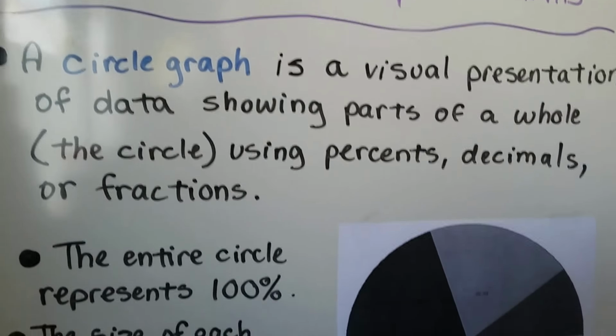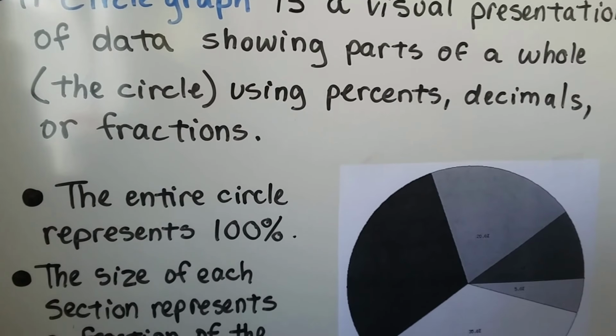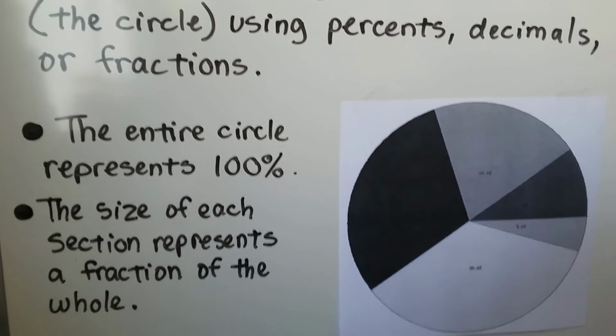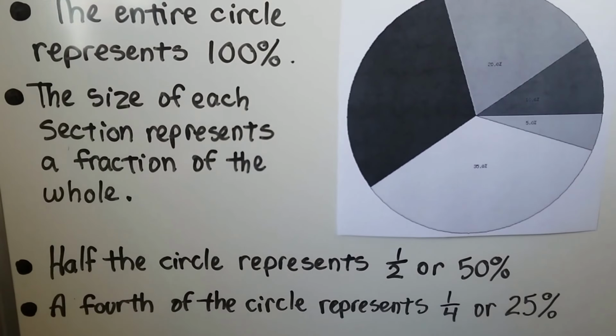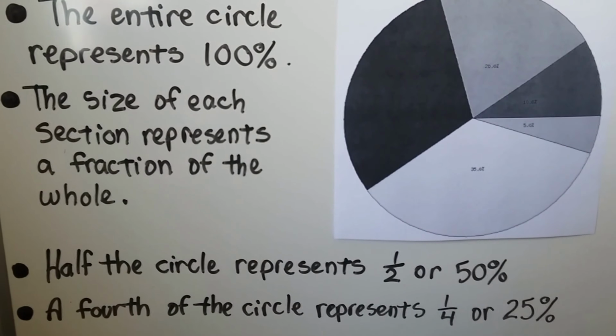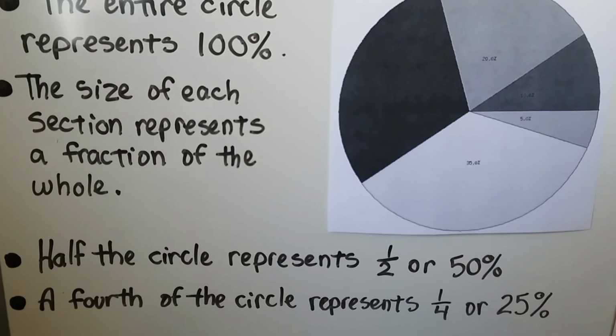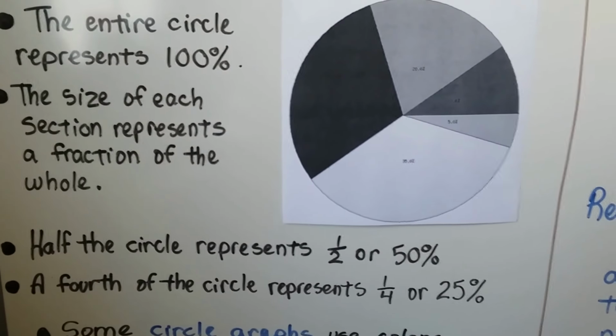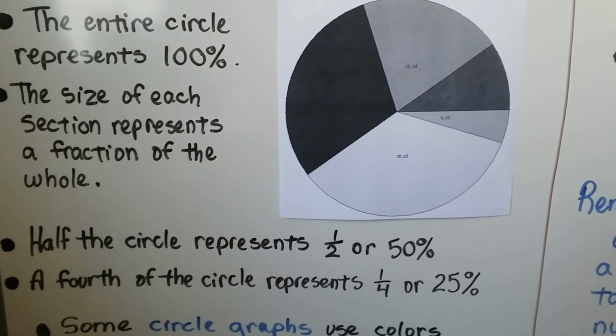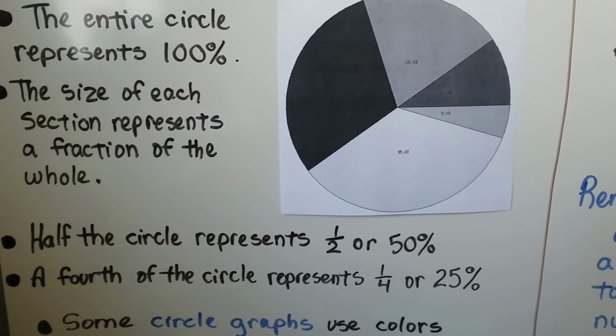A circle graph is a visual presentation of data showing parts of a whole, the circle, using percents, decimals, or fractions. The entire circle represents 100%. And the size of each section represents a fraction of the whole. Half the circle represents half, or 50%. 1/4 of the circle represents 1/4, or 25%.